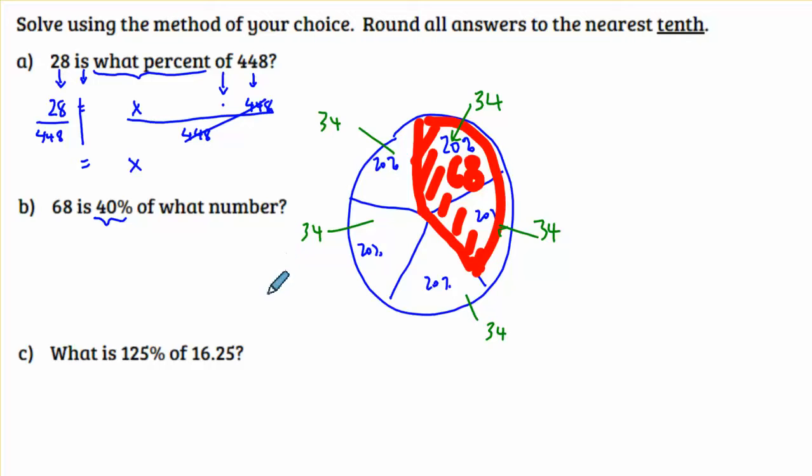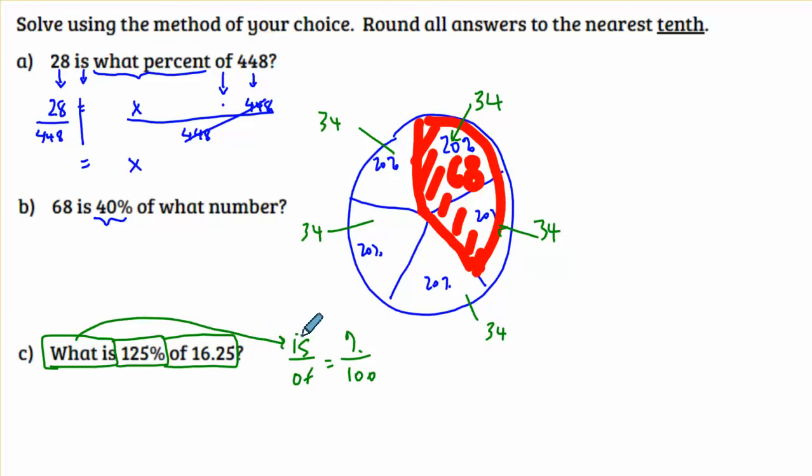And finally, we'll use our is over of equals percent over 100 method. Okay, so we just start here and we see what goes with is. And then we have 125 going with percent. And we have of going with 16.25. It's just right, bang, bang, boom in order. So the what is the is. So whenever we don't know what is, that's our x. Then the 125 is clearly the percent because it has the percent sign there. So that would be the 125.